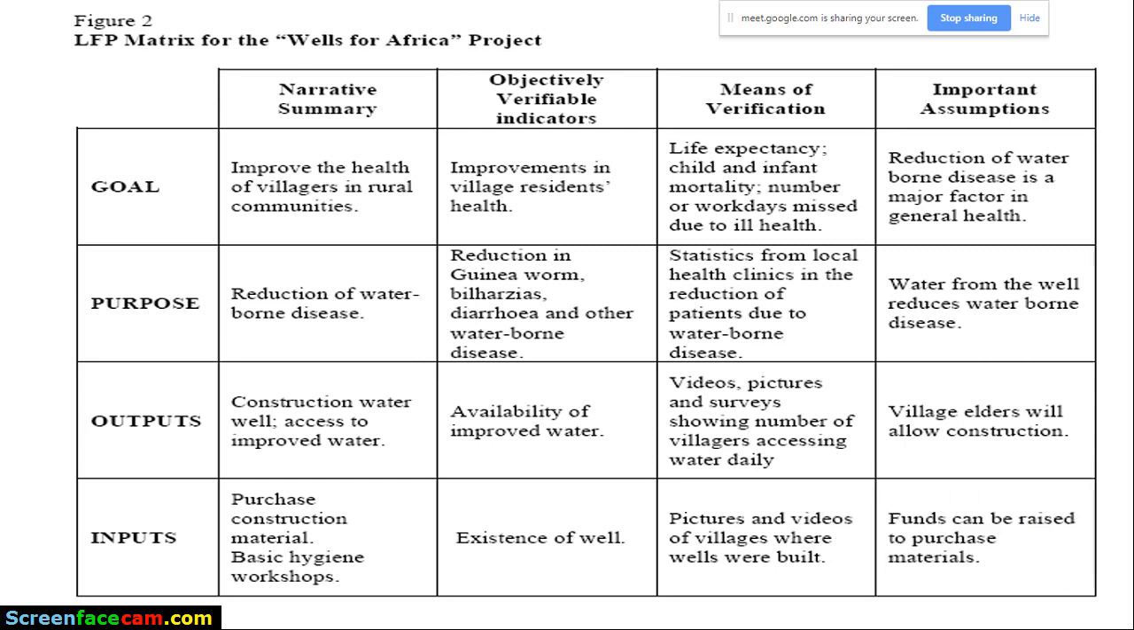How are we going to confirm that indeed there is a reduction in guinea worm, bilharzia, diarrhea, and other waterborne diseases? Where are we going to get information? How are we going to confirm? Exactly. So it means we are going to go to the clinics, collect the information, then aggregate this information, then confirm our indicator that indeed there has been a reduction.